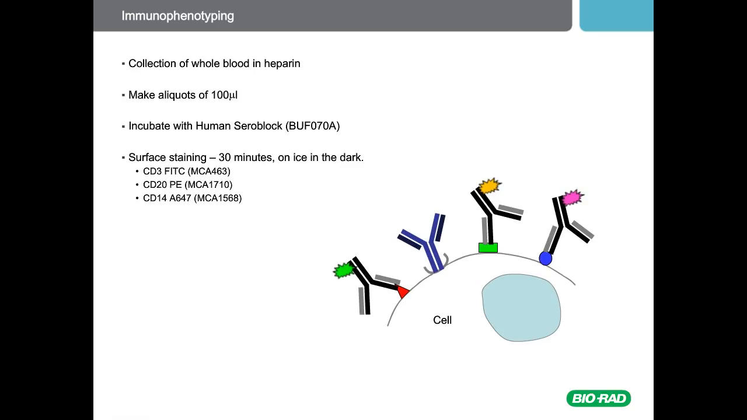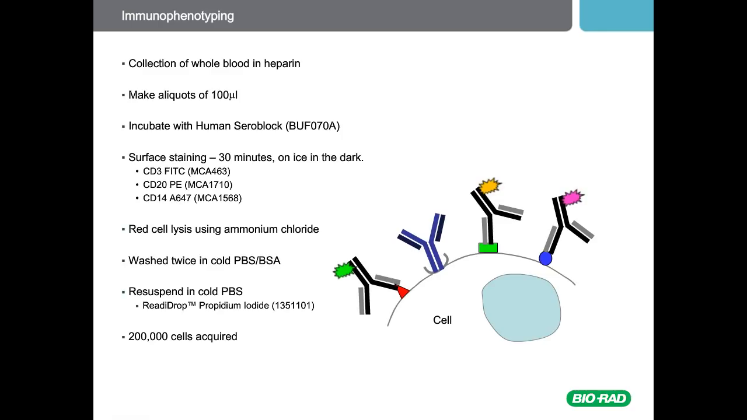The samples were then incubated on ice for 30 minutes, avoiding direct sunlight. After 30 minutes, the sample was lysed using ammonium chloride and washed in PBS-BSA twice before resuspending in PBS. At this point, 1 to 2 drops of propidium iodide was added for dead cell discrimination. After a further 10 minutes, the sample was acquired and 200,000 cells collected.